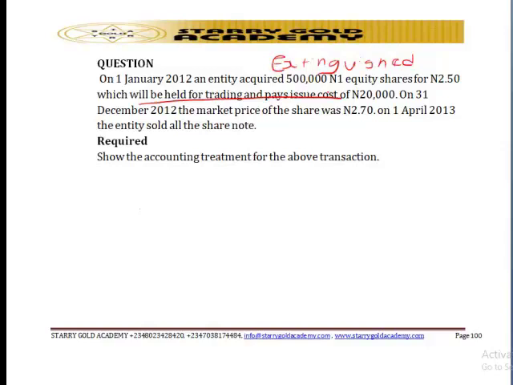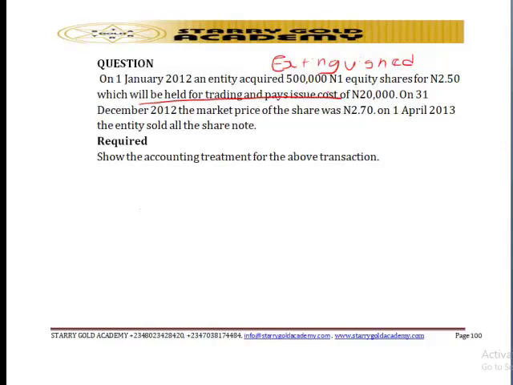Now, IFRS 9 said that after initial recognition, equity instruments are measured at either fair value through profit or loss or fair value through other comprehensive income. Please note that if equity instruments are held at fair value through profit or loss, no transaction costs are included in the carrying amount. So you are going to expense it, except if that equity instrument is measured at fair value through other comprehensive income. But if it is measured at fair value through profit or loss, no transaction cost or issue cost should be included in the carrying amount. It's literally telling you that you should not capitalize it.